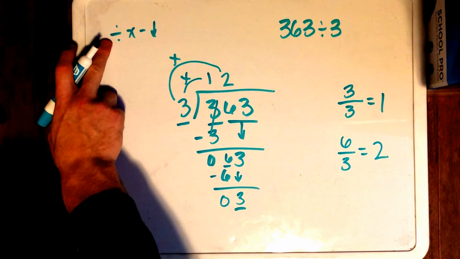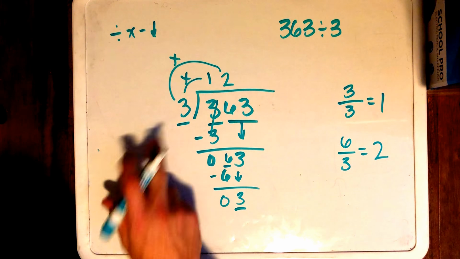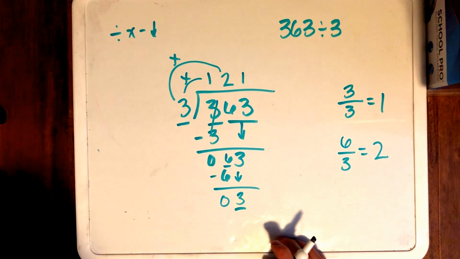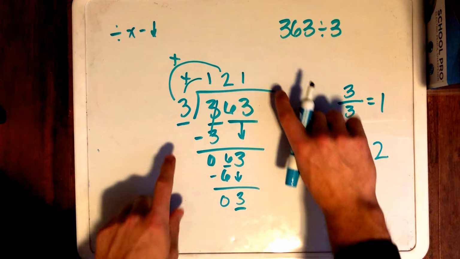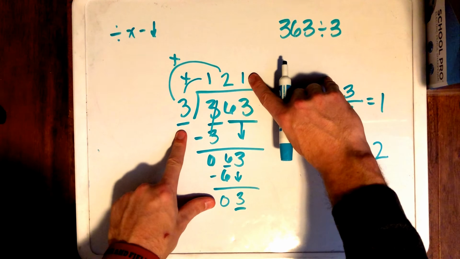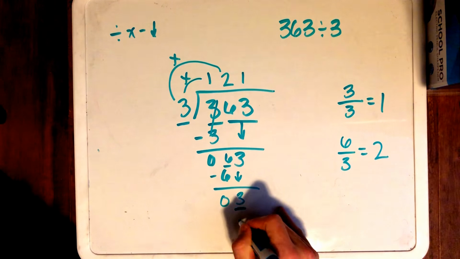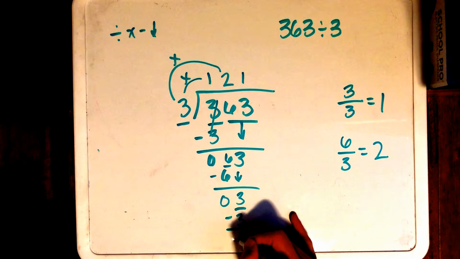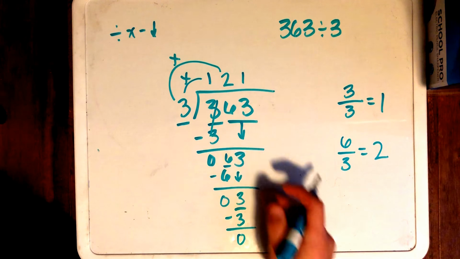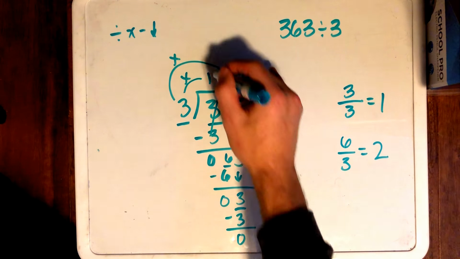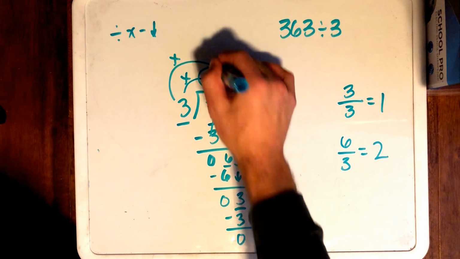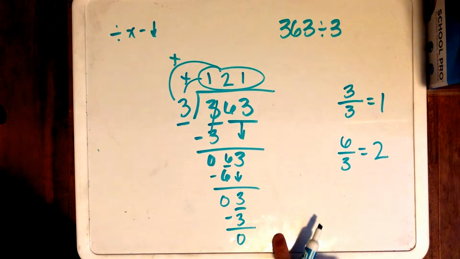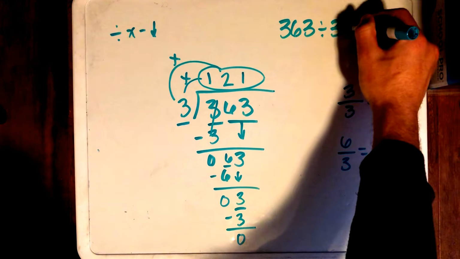We just brought down the 3, that was the last step of the last round. Now we're starting a new round, so we want to do division. 3 divided by 3 is 1. We put that on top, and now we want to multiply. Instead of drawing a big rainbow, I'll just use my fingers this time. 1 times 3 we put down here and subtract from our 3. 3 minus 3 is 0, and once we have nothing left, we know that whatever is on top is our answer. So 363 divided by 3 gives us 121.